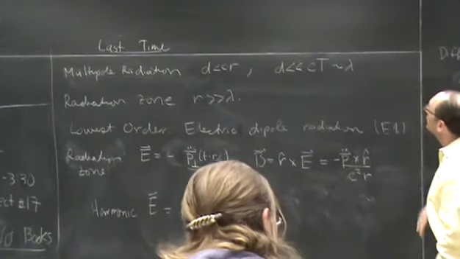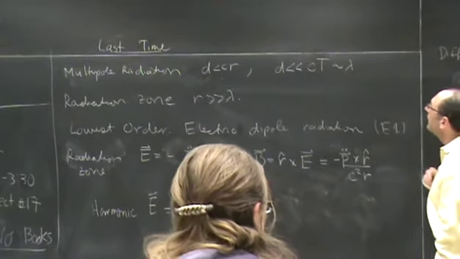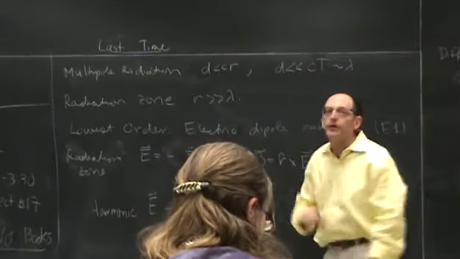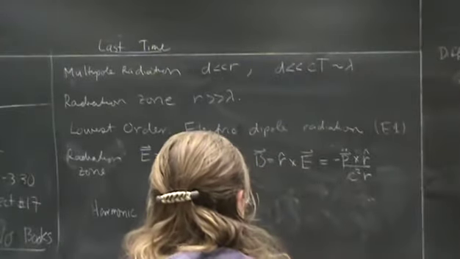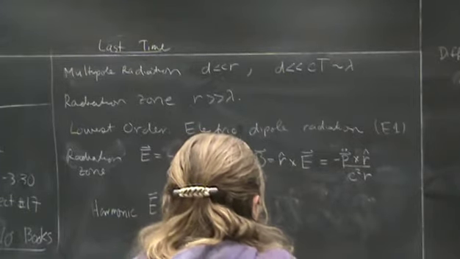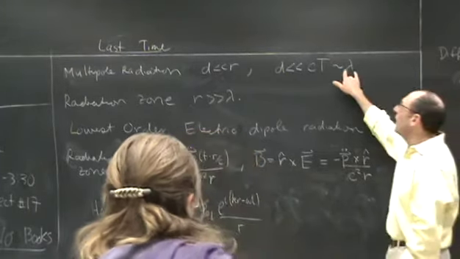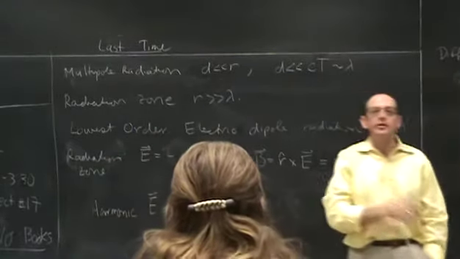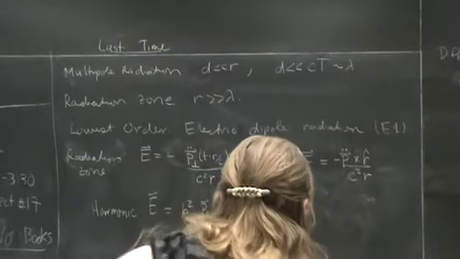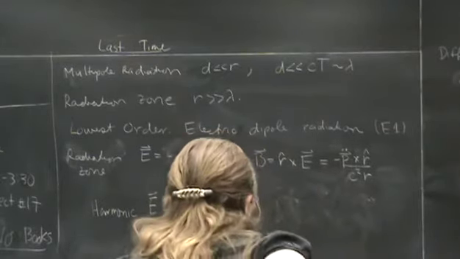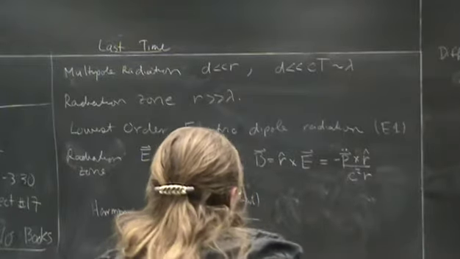The assumption is that the time it takes the sources to change is much smaller than the speed of light, which is equivalent to saying that if we thought about that time as the period of some oscillation, the wavelength associated with the radiation is very large compared to the size of the source. Okay, so that's our assumptions about the nature of the distribution.